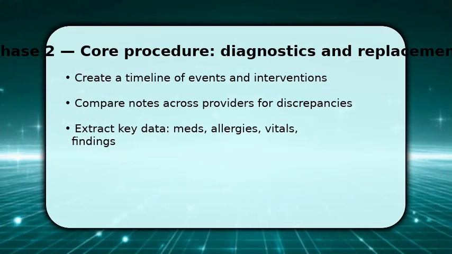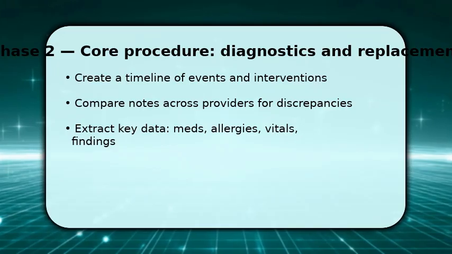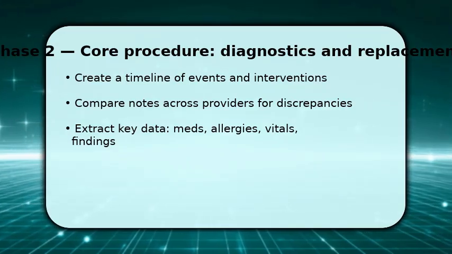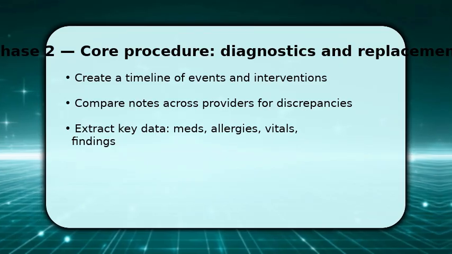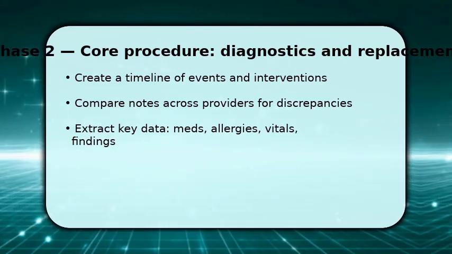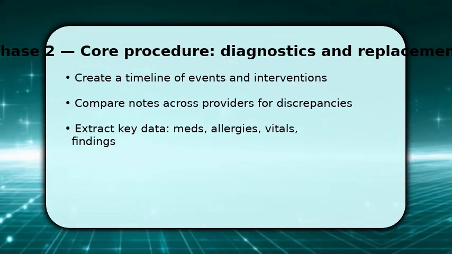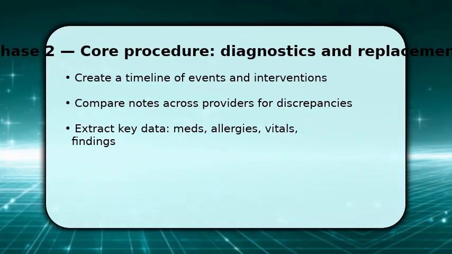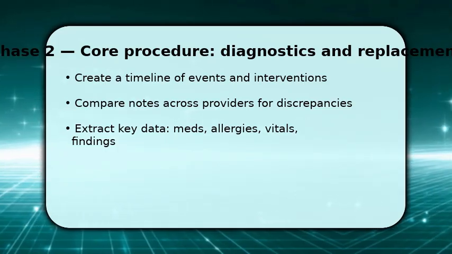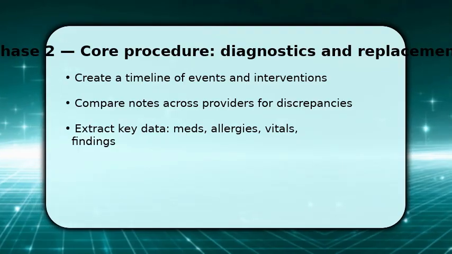You now build a chronological timeline, linking symptoms, tests, and treatments to see cause and effect. While reviewing, compare provider notes side by side to resolve discrepancies and understand differing impressions. Make sure to extract and tabulate meds, allergies, vitals, and critical findings. This gives you actionable data at a glance.